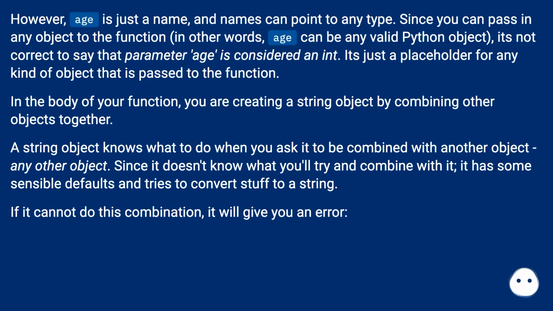In the body of your function, you are creating a string object by combining other objects together. A string object knows what to do when you ask it to be combined with another object, any other object. Since it doesn't know what you'll try and combine with it, it has some sensible defaults and tries to convert stuff to a string. If it cannot do this combination, it will give you an error.